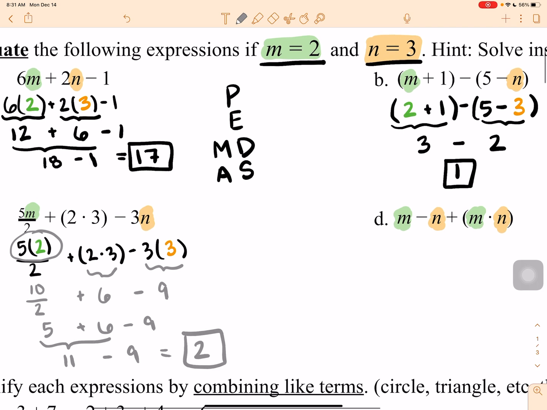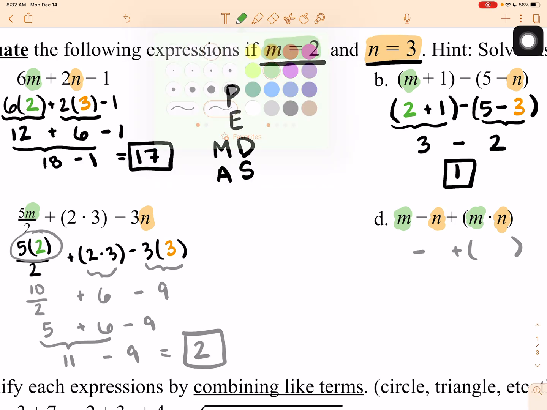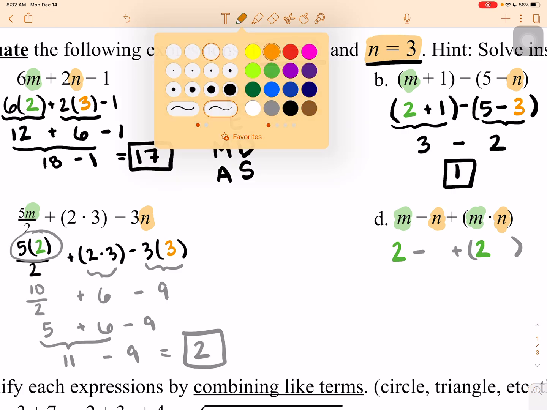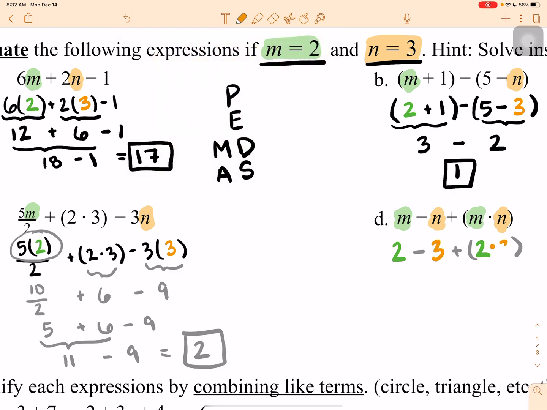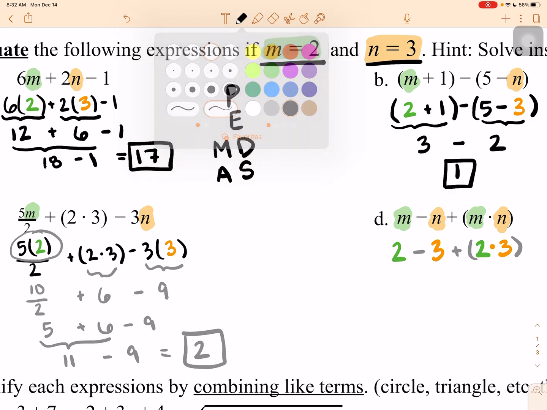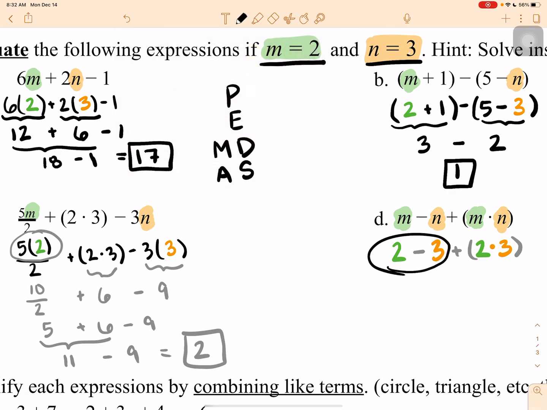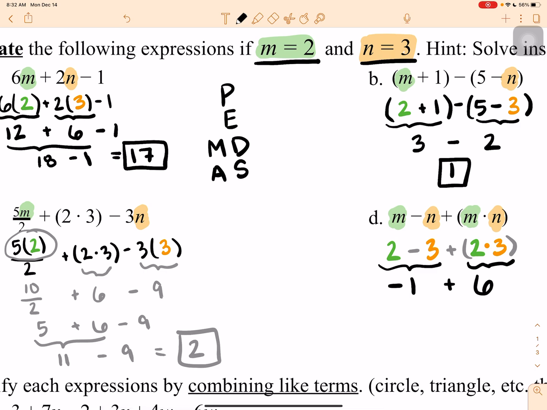And now over here, I don't really have much to write besides those. So my m's are 2, and then my n's are 3. I see here that these don't touch the parentheses at all, so I can simplify this. 2 minus 3 is negative 1, and then I need to simplify inside here. 2 times 3 is positive 6. Negative 1 plus 6 is the same as positive 6 minus 1, so your answer is 5.